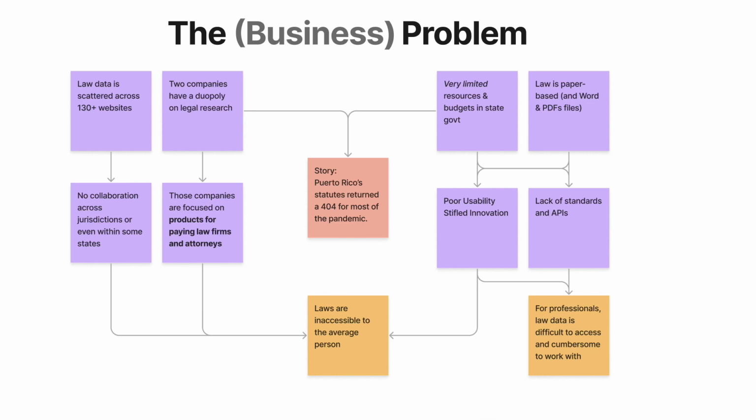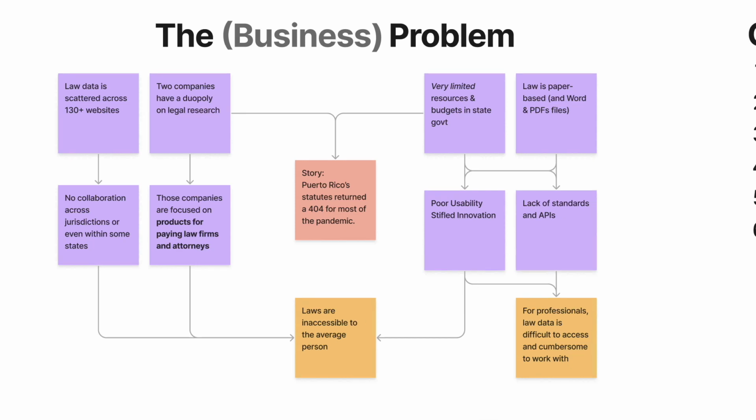And so as a result, laws are really hard to access if you're just an average person and not an attorney that's paying for one of these tools. Even for professionals, human beings can access this data, but it's very difficult to pull this data into tools, which becomes a challenge if you work for a legal tech company or you just generally need to work with law data. So one kind of sad example of all these things put together is that Puerto Rico's statutes website returned a 404 for most of the pandemic. And that was really unfortunate for the folks that lived there.